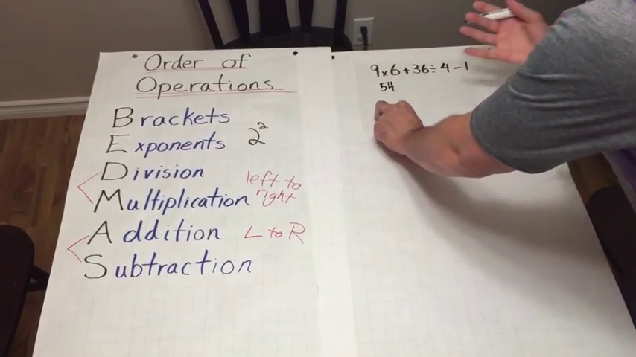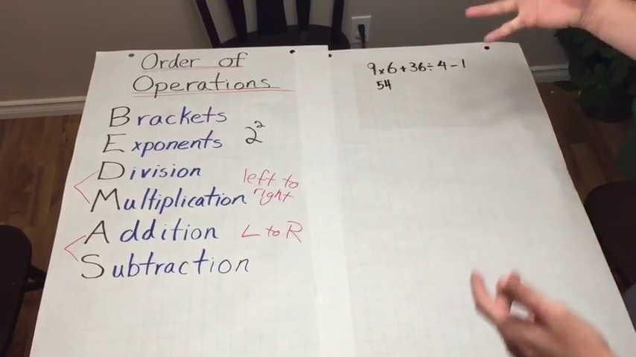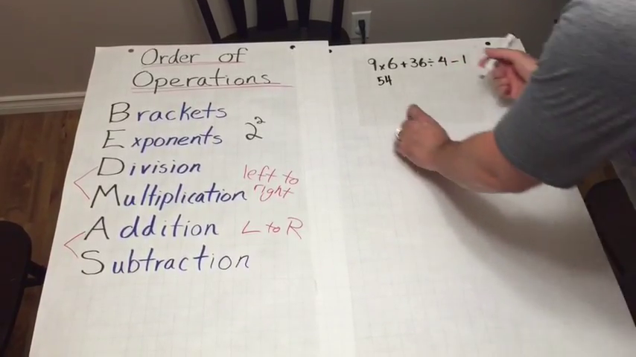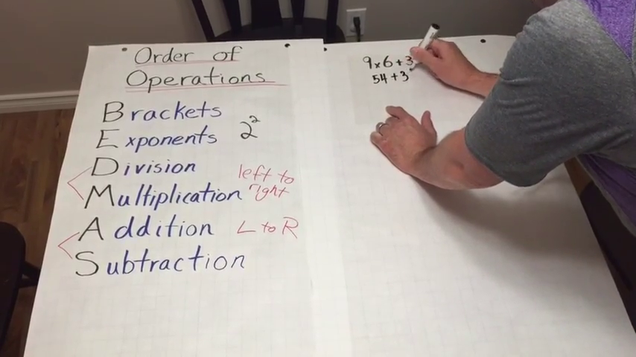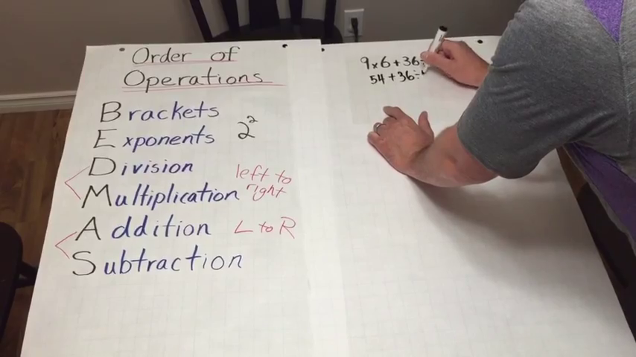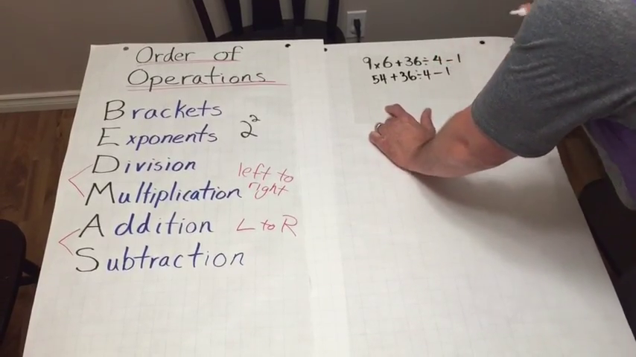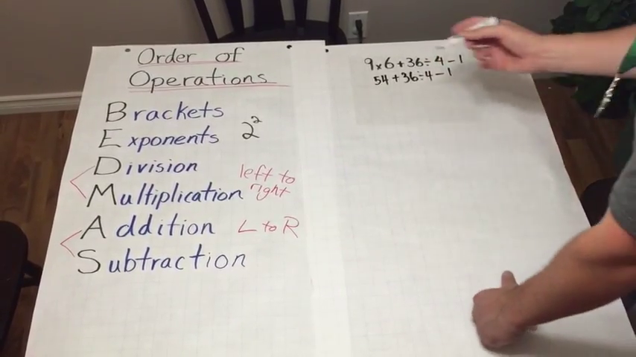When you do order of operations, it's a good thing to write down all your steps. It just keeps you organized. So now, I write the rest of the question. Plus 36 divided by 4, subtract 1. Beautiful. So let's keep going.